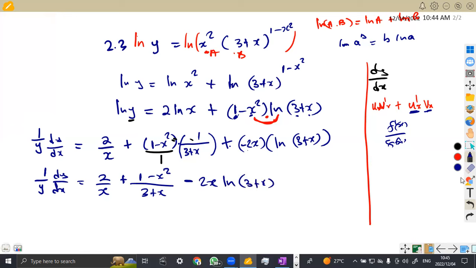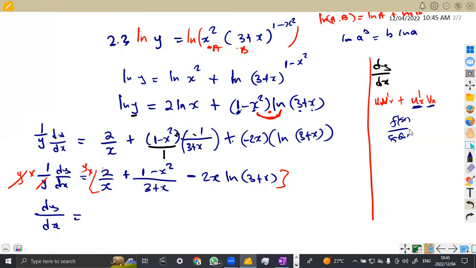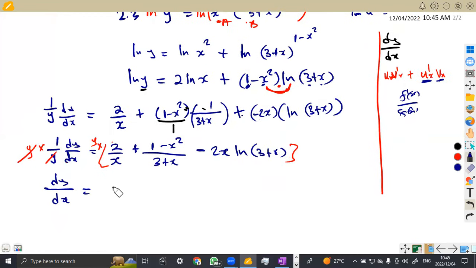All right, by removing this y here, we can just multiply by y both sides. This whole part here, we multiply by y. That means this can cancel. We remain with dy dx. So remember, the purpose is to remain with dy dx. So dy dx is equal to y into this part here, which is y into 2 over x plus 1 minus x squared over 3 plus x minus 2x ln 3 plus x.